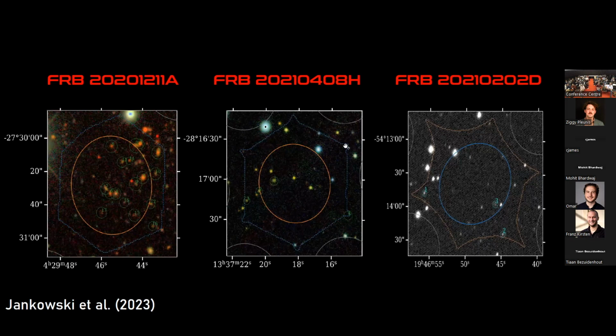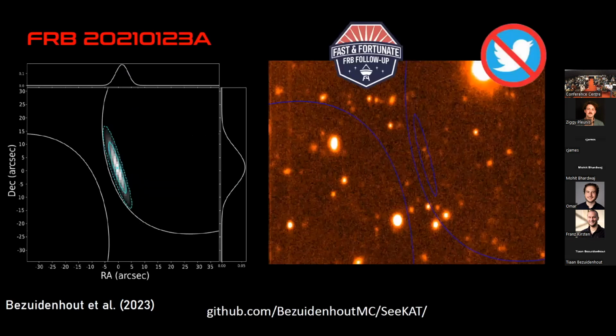Our next FRB was seen in two coherent beams and the incoherent beam. So that allowed us to use a custom algorithm that I have helped develop called CCAT to localize the source to within this region of about 1.5 by 9 arcseconds. And this was overlaid on an optical image. There are two possible faint associations there, but we are still working on follow-up on this with the Fast and Fortunate FRB Follow-up, or FFFF, the full collaboration, which you'll hear about a bit more later.